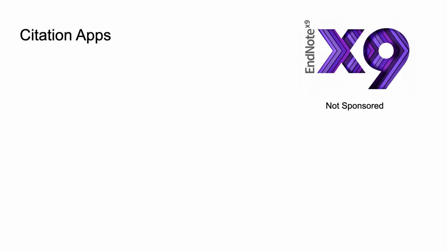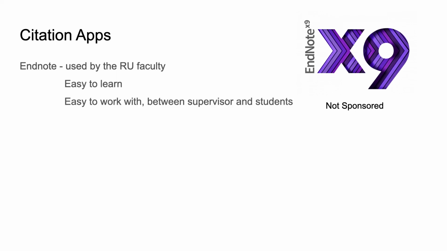Okay, so the final part is citations. So our favorite citation app at the research unit is the EndNote X9. Okay, so this edition of EndNote is very good. It's sufficient to do all the things that you need to do. We'll probably put it in the playlist right after this video, so you can just jump into that and watch a video on how to use it. Okay, it's easy to learn, it's easy to work with, especially with your supervisors. It's easy to organize and order citations. It does it automatically. You don't need to do it manually.